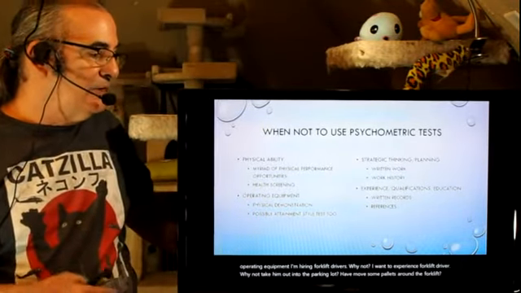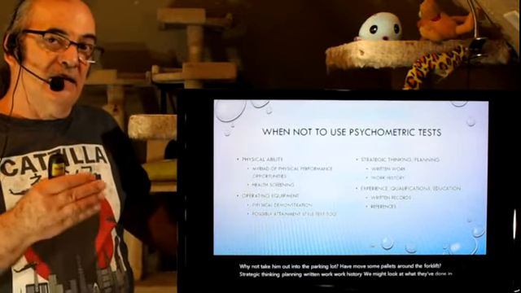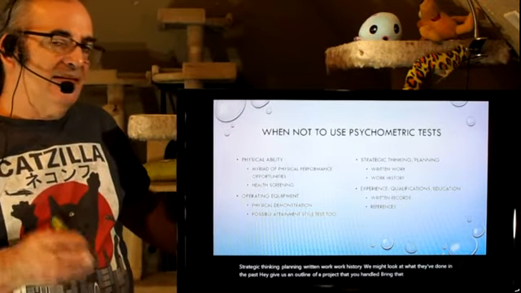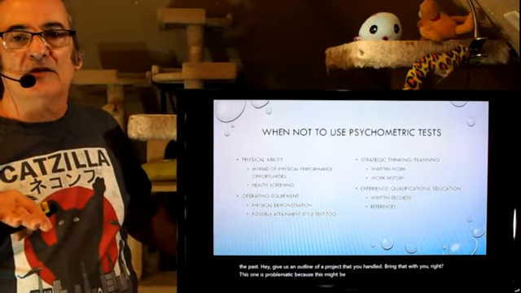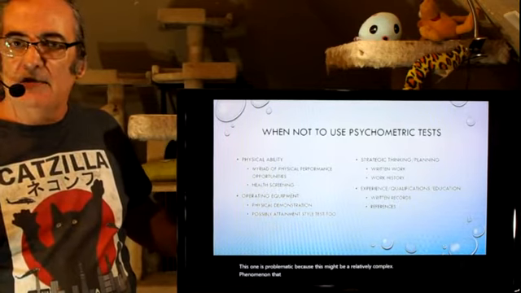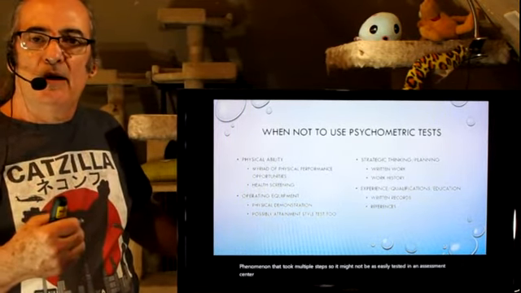Strategic thinking, planning, written work, work history. We might look at what they've done in the past. Hey, give us an outline of a project that you handled. Bring that with you, right? This one is problematic because this might be a relatively complex phenomenon that took multiple steps, so it might not be as easily tested in an assessment center, so we might want a work product.